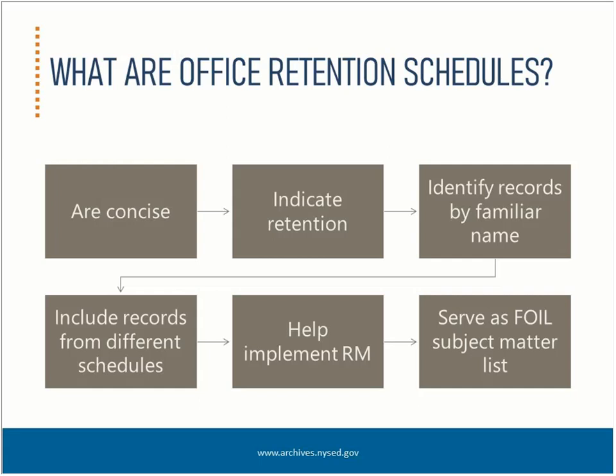They can be set up to refer to the records by names more commonly known by staff if they don't refer to the records using the record titles in the formal schedules. They can include records from different schedules, for example, local governments with municipal records covered by the LGS-1, court records covered by the Office of Court Administration schedules, and vital records covered by the Department of Health schedules. State agencies might list records from the State Agency General Schedule and agency-specific schedules.